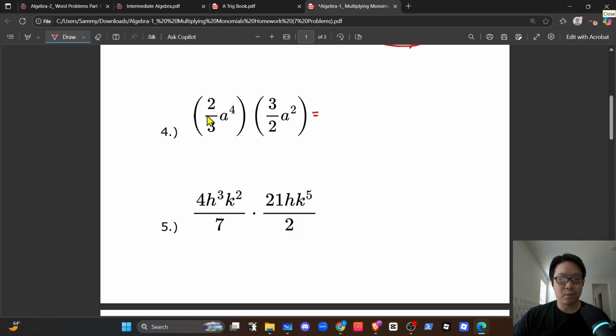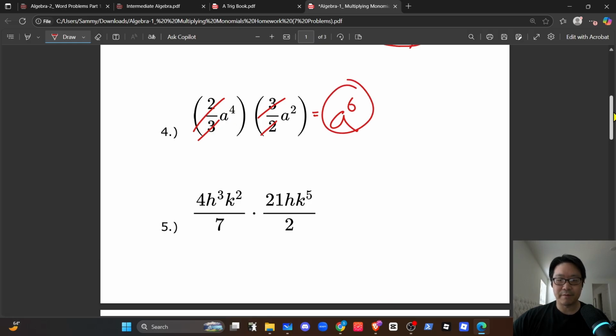Let's try number 4. So we have 2 to the 2 thirds times 8 to the 4th times the quantity of 3 over 2, 8 to the 2nd power. If you just take a look at the fractions by themselves, what do we have here? We can cross simplify, right? 3 divided by 3 is 1, and 2 divided by 2 is 1 as well. So these end up canceling out. So what you're going to be left with is a to the 4th times a to the 2nd, which is a to the 6th power.